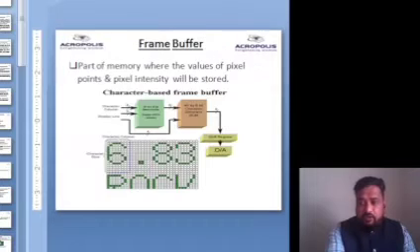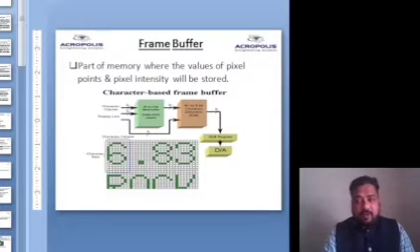After the pixel, we need to understand the frame buffer. The frame buffer is the part of memory where the values of the pixel points and the pixel intensity will be stored. Means a frame buffer is a part of the memory where the definition of the picture will be stored.